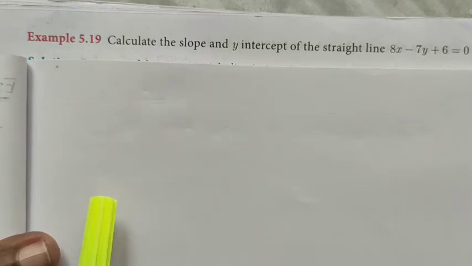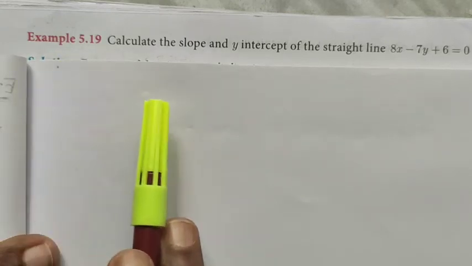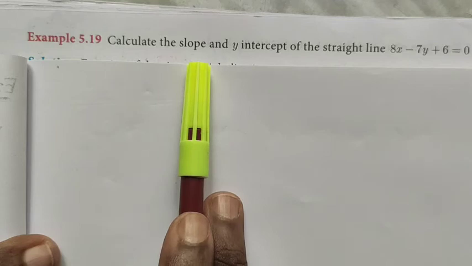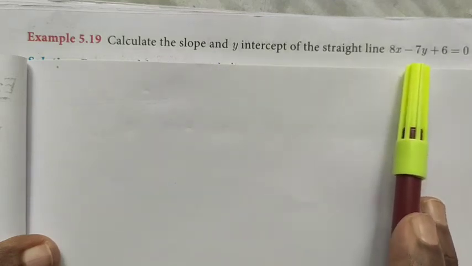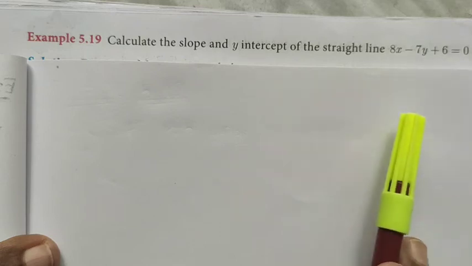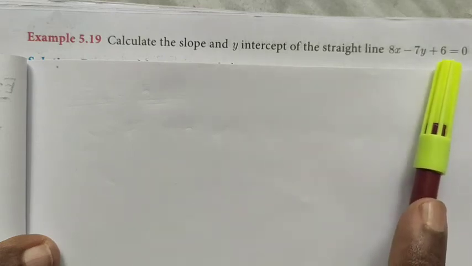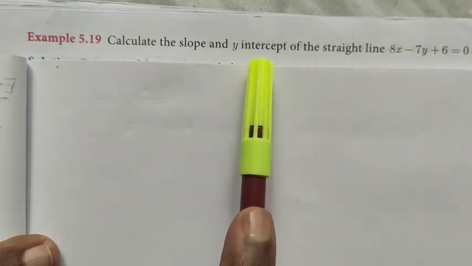Class 10 example sum 5.19. Calculate the slope and y-intercept of the straight line 8x minus 7y plus 6 equal to 0. From this equation we want to find out the slope and y-intercept.